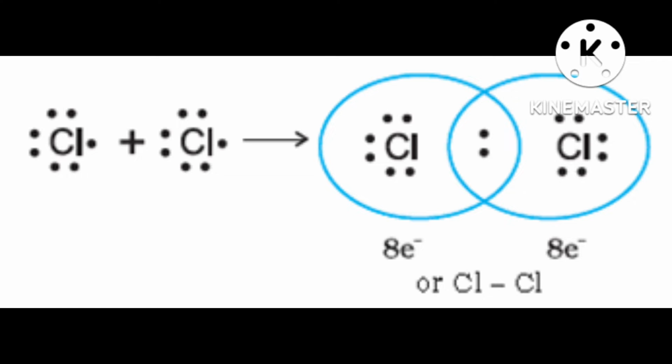This octet of electrons represents a particularly stable electronic arrangement. 8 electrons means this will be stable. This is correct actually till date. Lewis postulated that atoms achieve the stable octet when they are linked by chemical bonds.